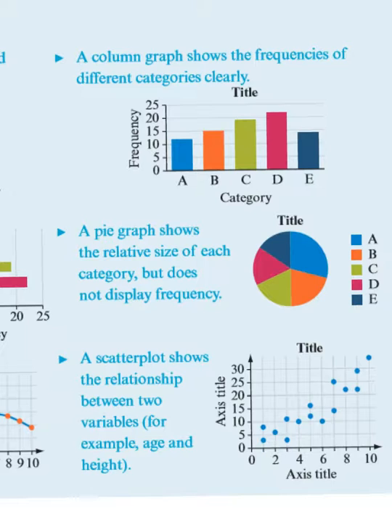Right, the column graph shows the frequencies of different categories clearly. Here's your frequency and your category, and you've got your lines going over. And then you've got your pie graph, which shows the relative size of each category, but not the frequency. So this is more about the size. And then a scatter plot, like this one, shows the relationship between two variables. So, for example, age and height. It'll have two variables. That's when you would use a scatter plot.